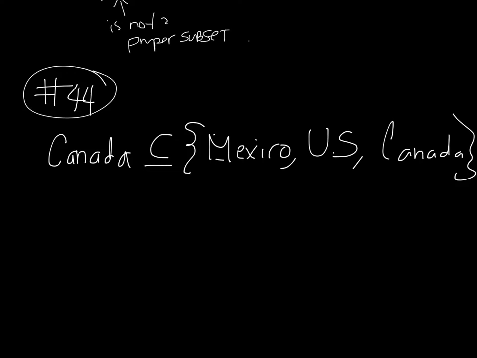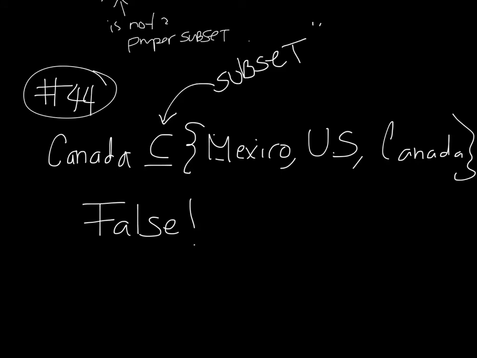So I would pause this real quick and just think about it. Okay, hopefully you have something written down. So this is actually false. Okay, so we have to explain why. Well, we have this symbol, which means subset. So that means I need a set. I actually need these braces. That means it's a collection of members.